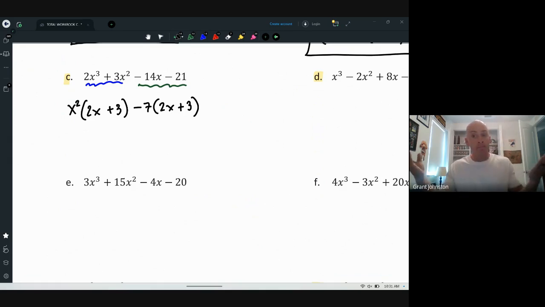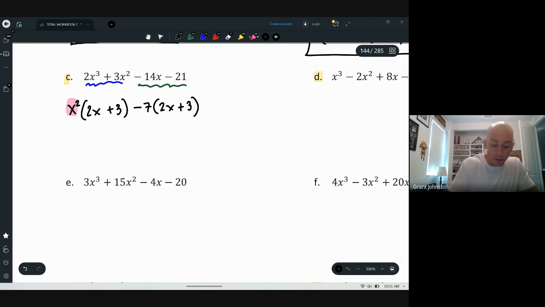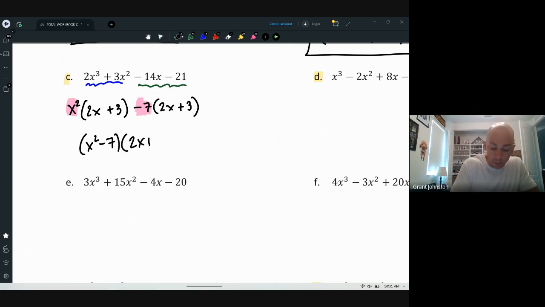And again, look, I just make sure they both have 2x plus 3s in parentheses. Like I see 2x plus 3, 2x plus 3. That means I did it right. If you don't have that, that means you made a little mistake with your factoring. And now I can group these guys. I can call this x squared minus 7 times the 2x plus 3.